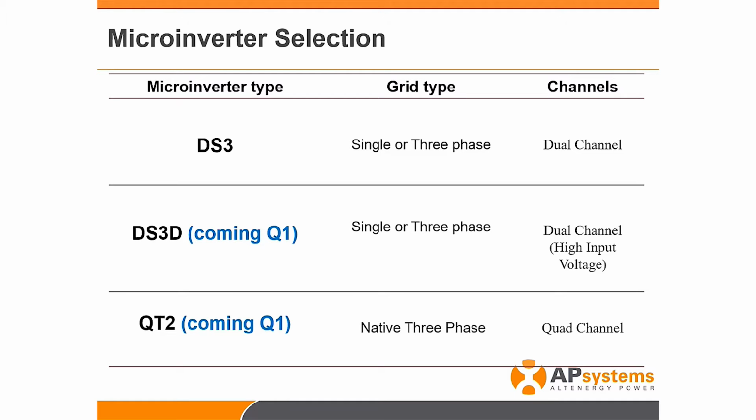And these are the microinverter types. DS3 is currently here in Australia. We have DS3S, DS3L, and DS3 readily available in stock.